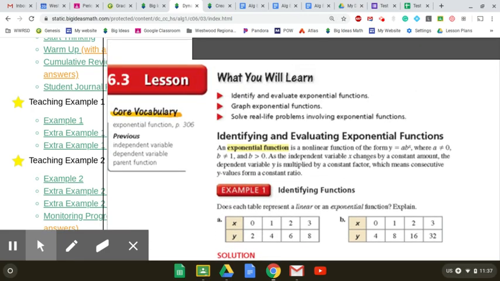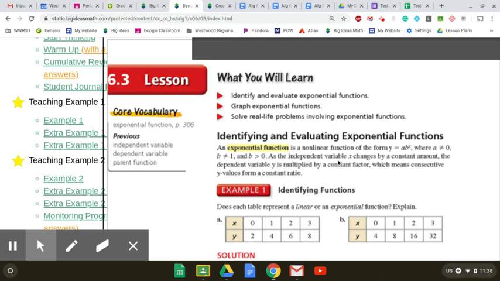Hi everybody. Today we are going to start learning section 6.3 and we are talking about exponential functions. So I'm looking in the textbook here. An exponential function is a nonlinear function of the form y equals a times b to the x power. And this is what makes it exponential, because the x is in the exponent.